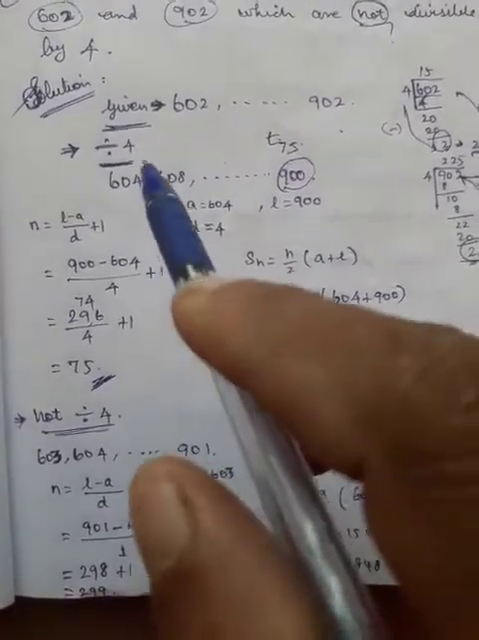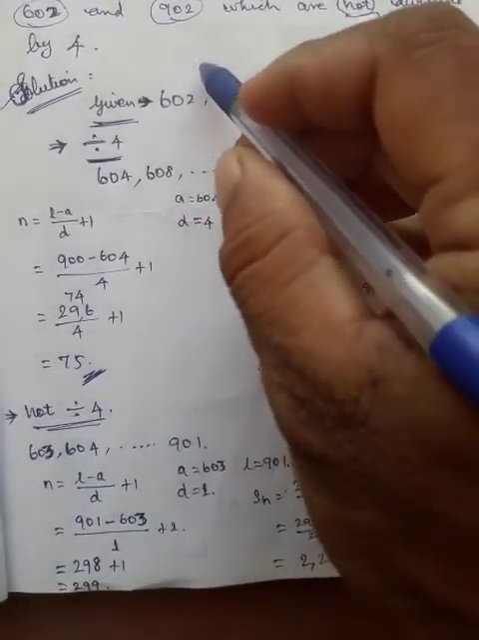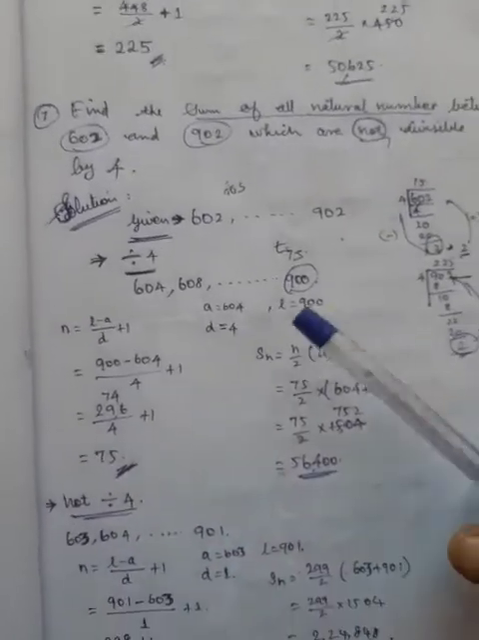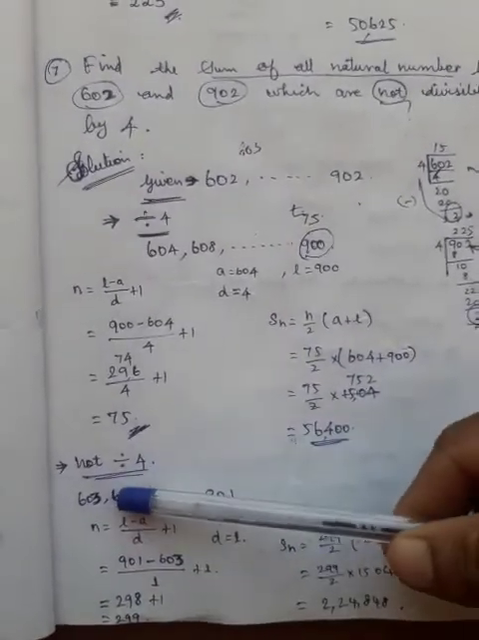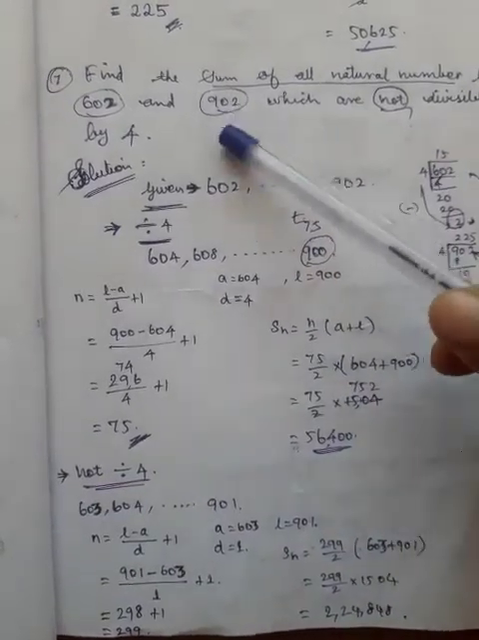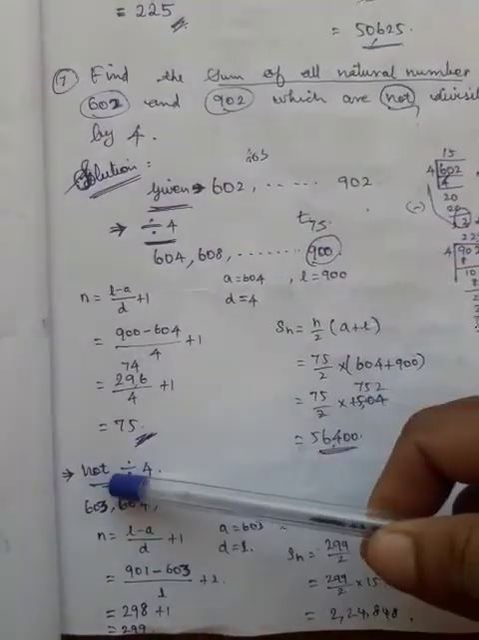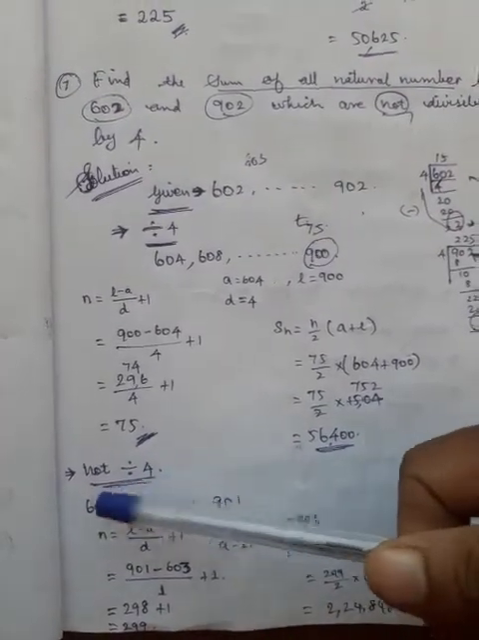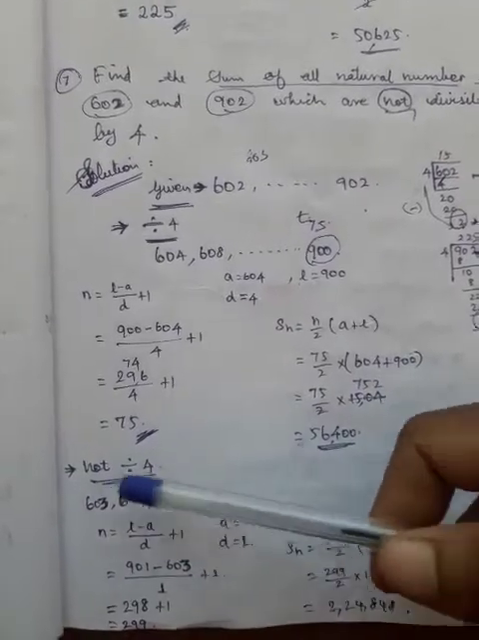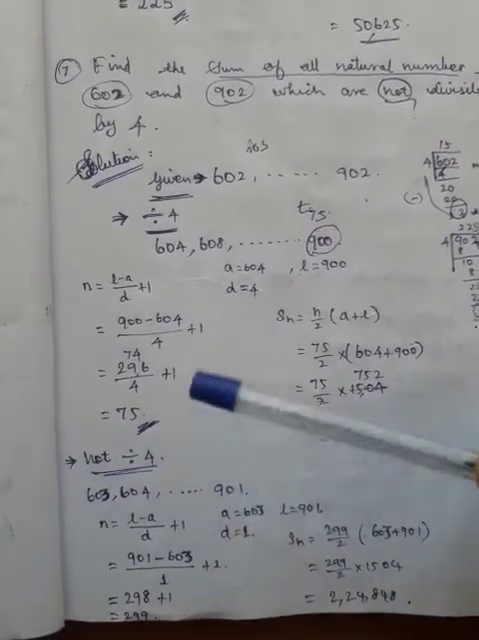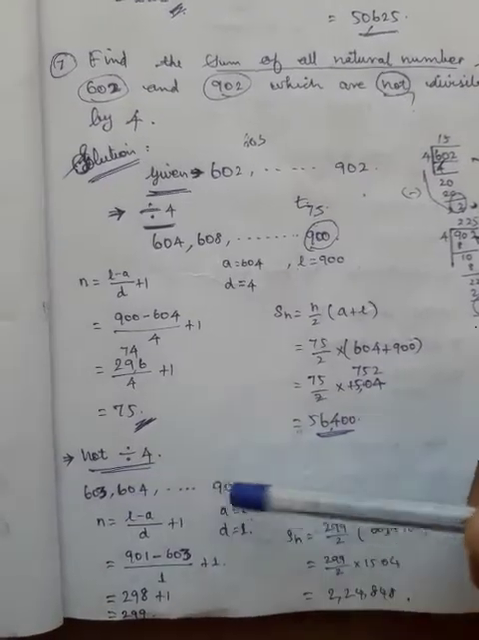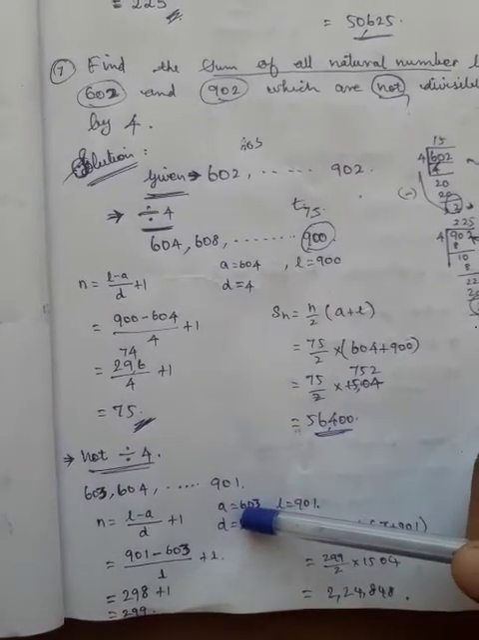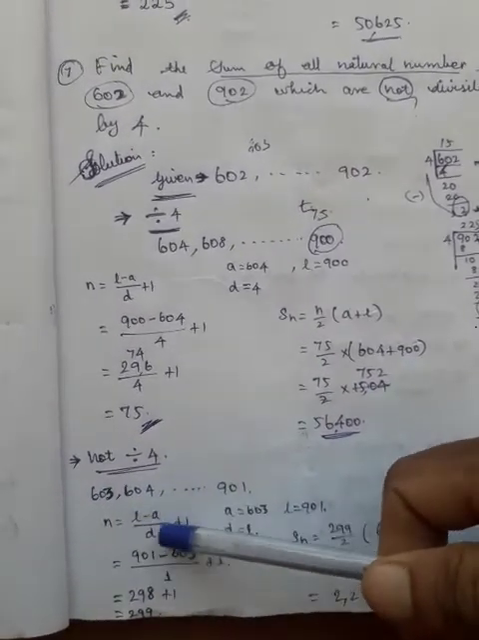For not divisible by 4, 602 is here, and the next number is 603, which is not divisible by 4. So the starting number not divisible by 4 is 603. In between, the first number is 603 and the last number is 901. These numbers should not be divisible by 4. So the a value is 603, the l value is 901. The d value, the second number minus the first number, is 1 only.